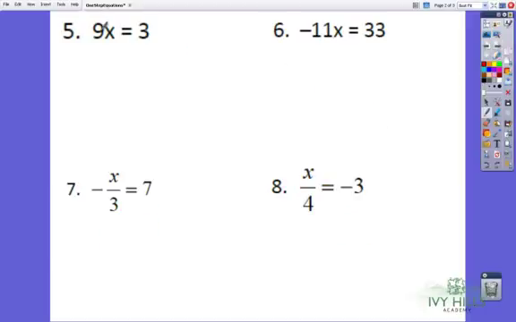For number 5, we're undoing the multiplication between 9 and x, so in order to undo that, I need to divide both sides by 9, and x is going to be 3 over 9, which reduces to 1/3.